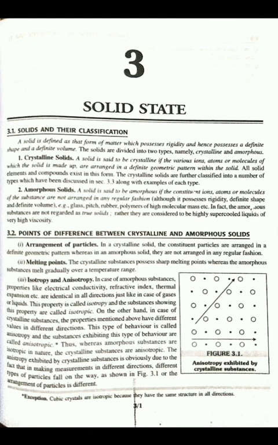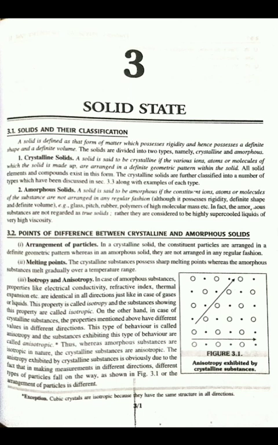A solid is defined as that form of matter which possesses rigidity and hence possesses a definite shape and a definite volume. The solids are divided into two types, namely crystalline and amorphous. First, crystalline solids. A solid is said to be crystalline if the various ions, atoms, or molecules of which the solid is made up are arranged in a definite geometric pattern within the solid. All solid elements and compounds exist in this form.